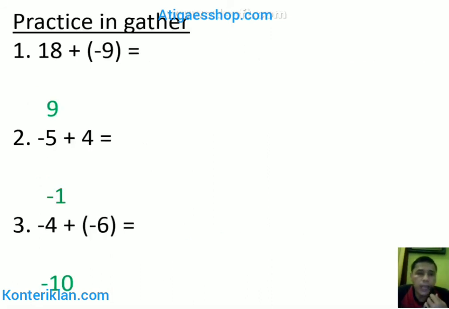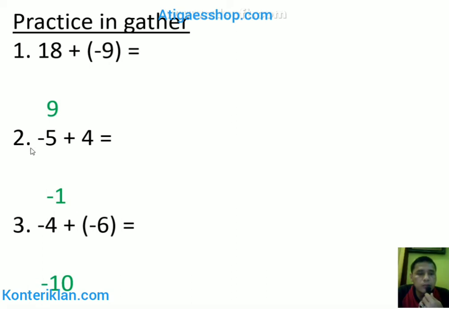So this is your practice. Actually, I have already answered this one. Okay, for number 1, is that correct? Have a look. For number 1, 18 plus, in the bracket, negative 9 equals 9, because plus meeting negative should be negative. So this one should be 18 subtract 9 equals 9.